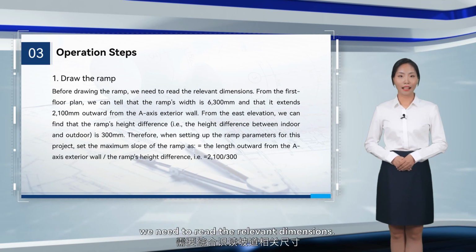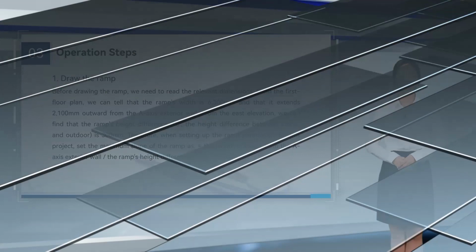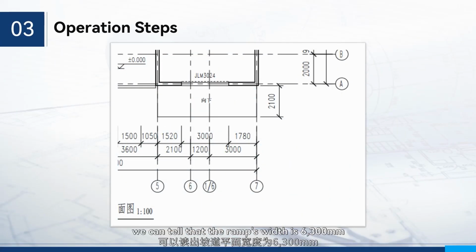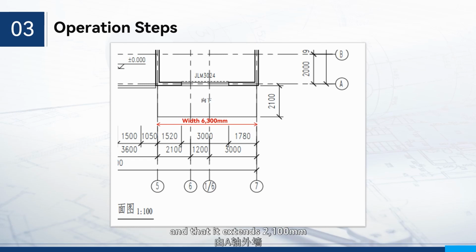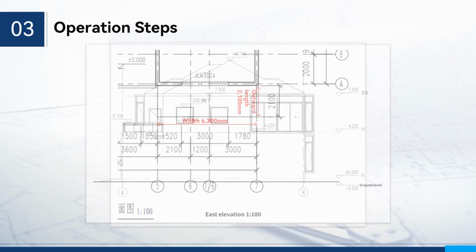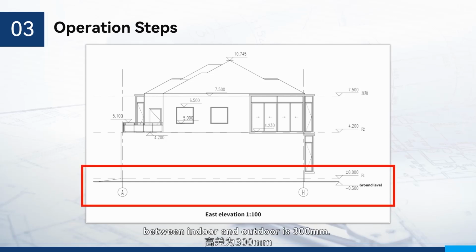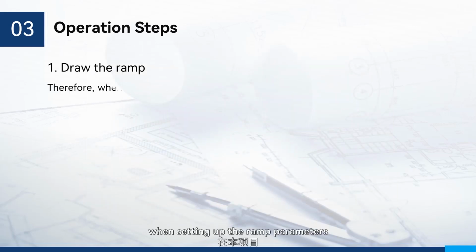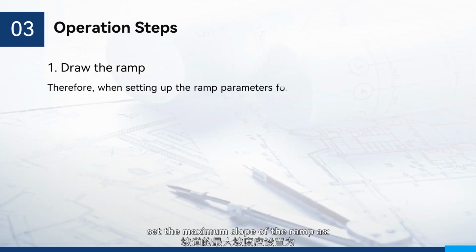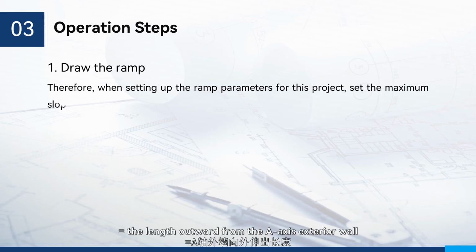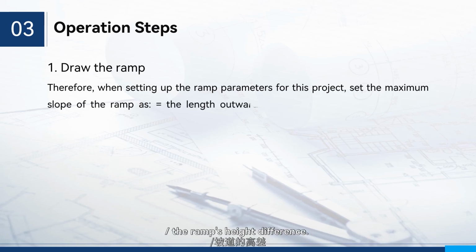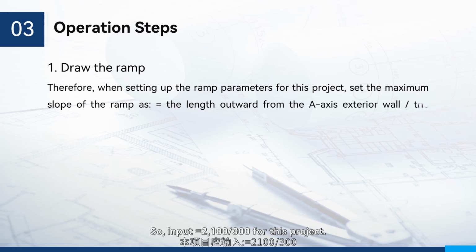Before drawing the ramp, we need to read the relevant dimensions. From the first floor plan, we can tell that the ramp's width is 6,300 mm and that it extends 2,100 mm outward from the A-axis exterior wall. From the east elevation, we can find that the ramp's height difference, i.e., the height difference between indoor and outdoor, is 300 mm. Therefore, when setting up the ramp parameters for this project, set the maximum slope of the ramp equal to the length outward from the A-axis exterior wall divided by the ramp's height difference. So, input 2,100 / 300 for this project.